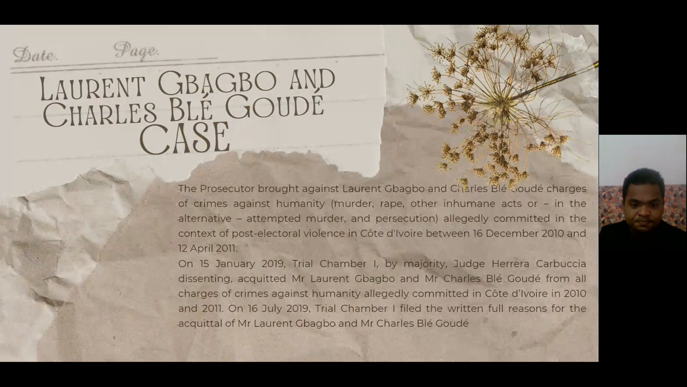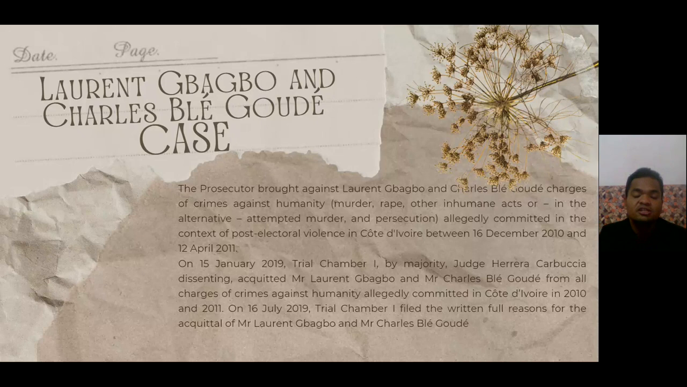On 15 January 2019, Trial Chamber I, by a majority, Judge Herrera Carbuccia dissenting, acquitted Mr. Laurent Gbagbo and Mr. Charles Blé Goudé from all charges of crimes against humanity allegedly committed in Côte d'Ivoire in 2010 and 2011. On 16 July 2019, Trial Chamber I filed a written full reasoning for the acquittal of Mr. Laurent Gbagbo and Mr. Charles Blé Goudé.